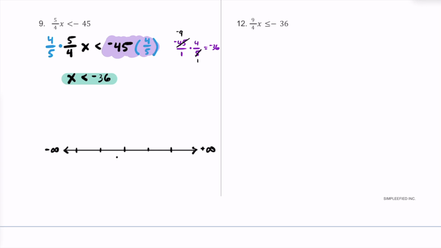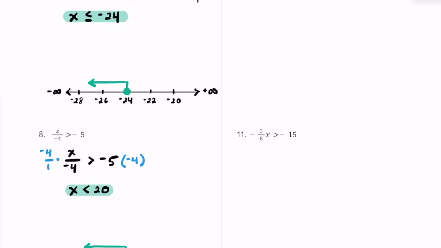Now to graph this, let's go ahead and put -36 in the middle here. Let's just jump by 2's maybe, so -34, -32, and going by 2's in the smaller direction, -38 and -40. Now, x has to be less than -36, it can't be equal to it, so let's put an open circle, and the numbers that are smaller than -36 are to the left here.